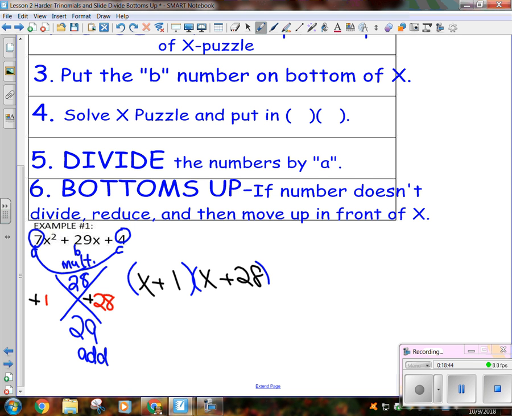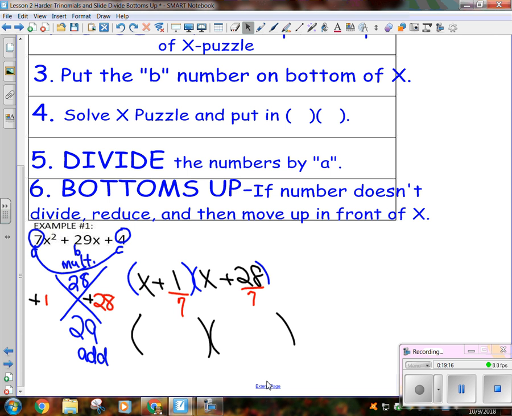So the next step says we've done the slide part. We've solved the X puzzle. Now we're going to divide the numbers by A. Which number is A in this problem? 7. So I'm going to come in here and divide by A. I'm going to divide the 1 by 7, not the X, just the numbers. Divide this 28 by 7. When I finish this step, I'll have my final answer. Okay? So, new sets of parentheses is your final answer.